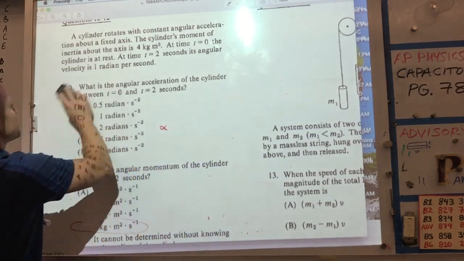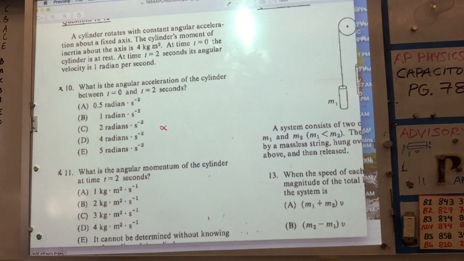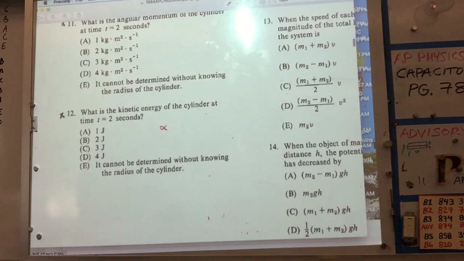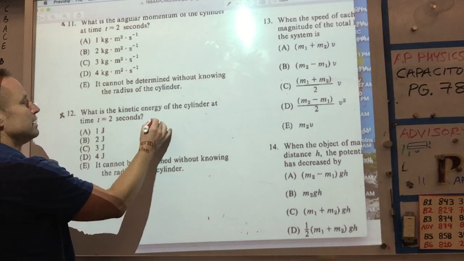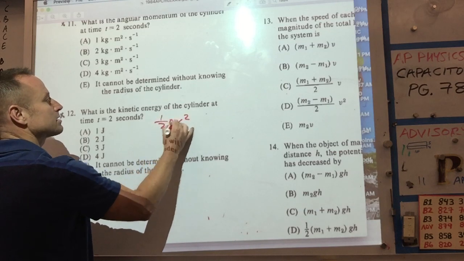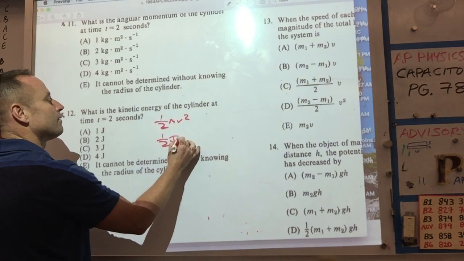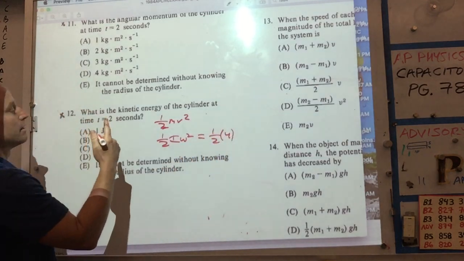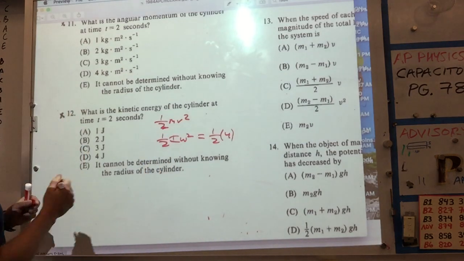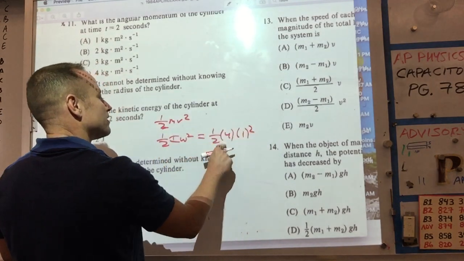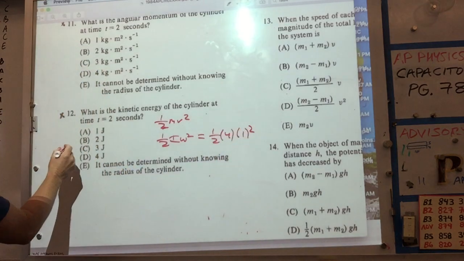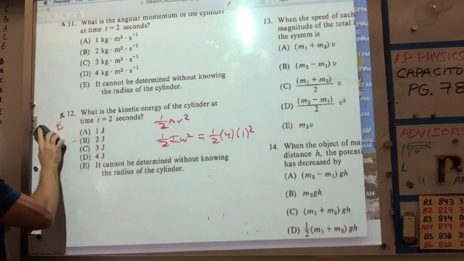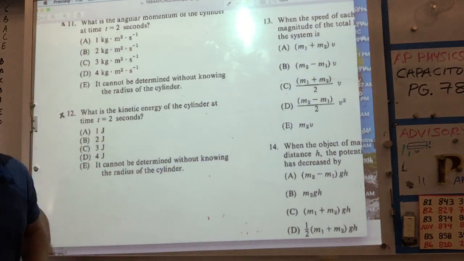That one wasn't too tough. Let's look at number 12. What's the kinetic energy at that time? That's just 1/2 I omega squared. The way you can remember that is that for translation it's 1/2 mv squared, and you just want the rotational version of that, 1/2 I omega squared. So that's half of 4 times 1 squared, which is just half of 4, or 2 joules. So 12 should be B. Right on. Let's do 13.